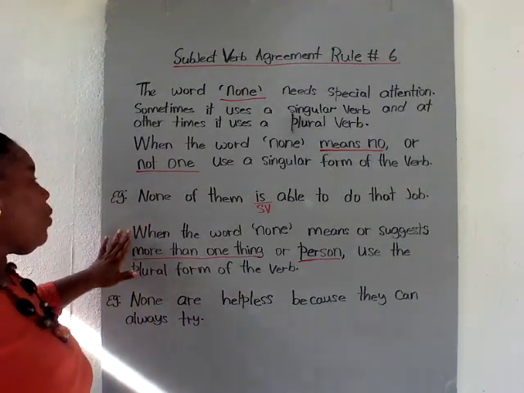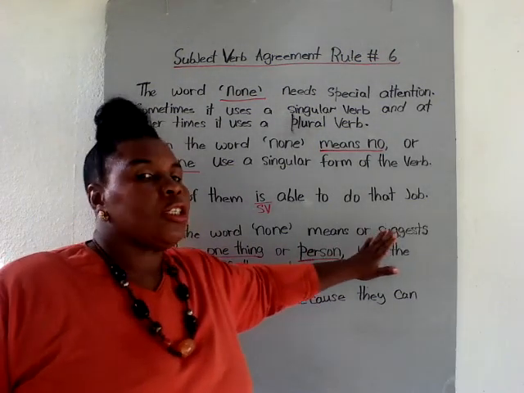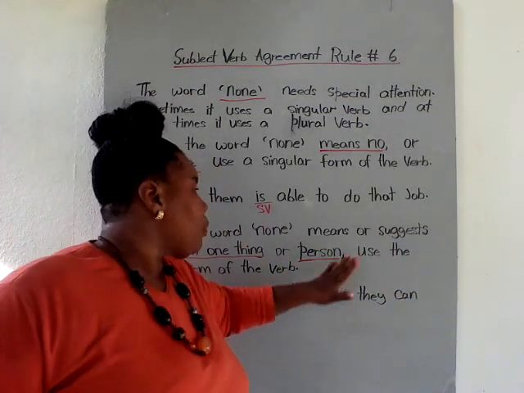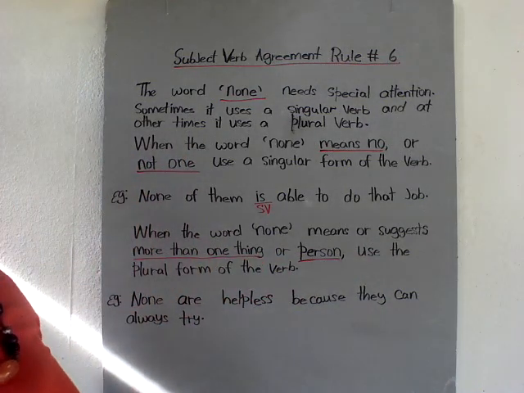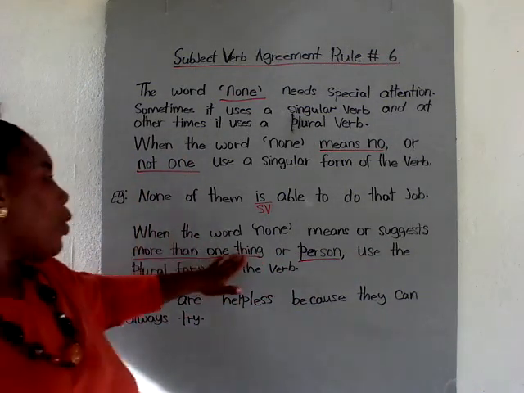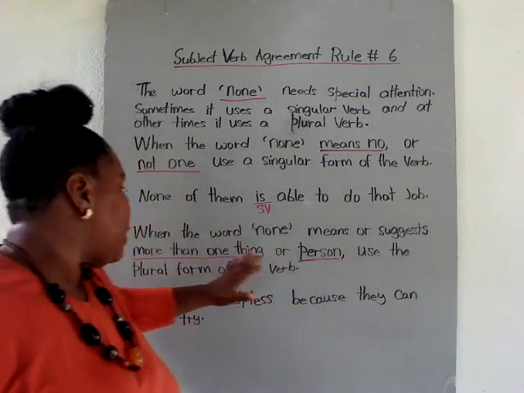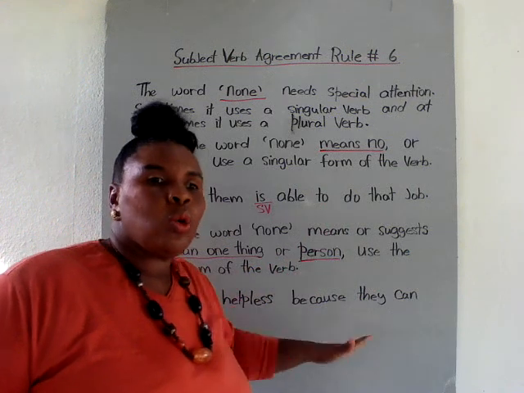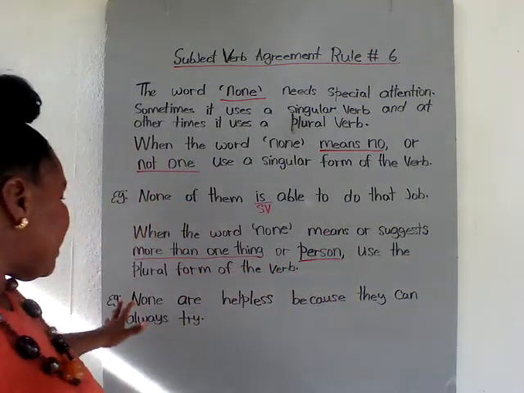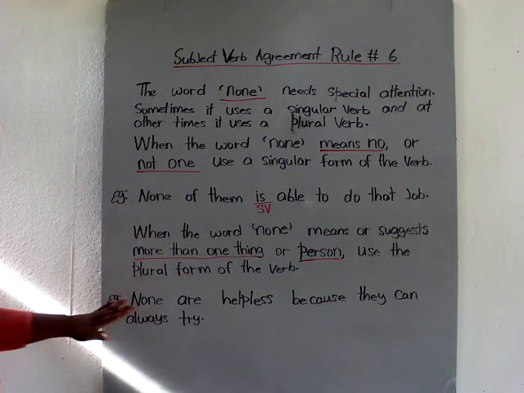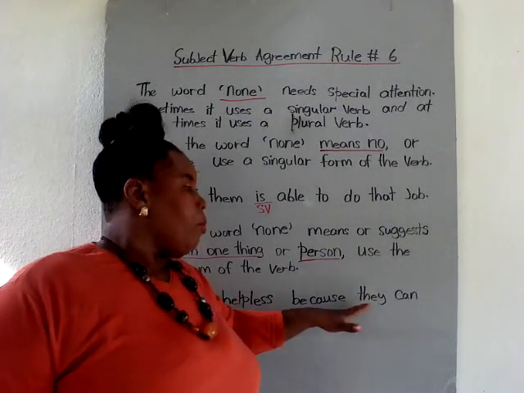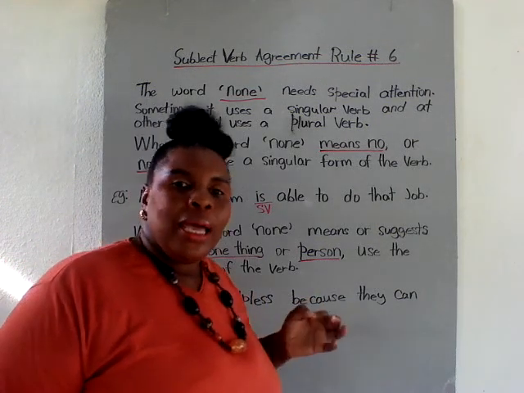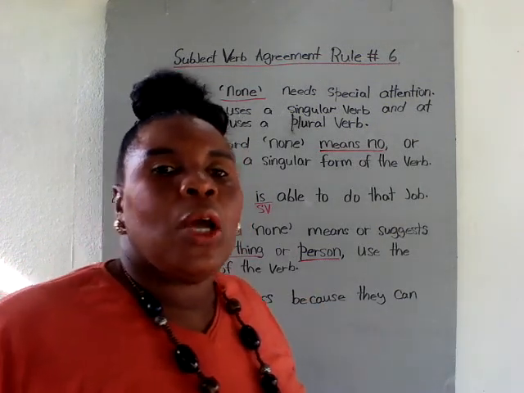When the word none means or suggests more than one thing or person, use a plural form of the verb. Example: none are helpless because they can always try.